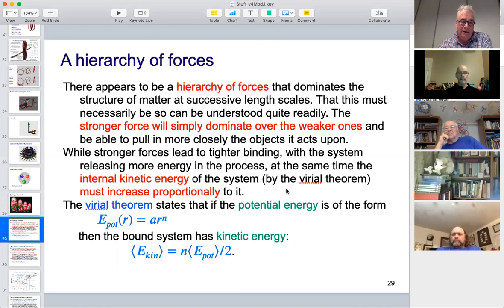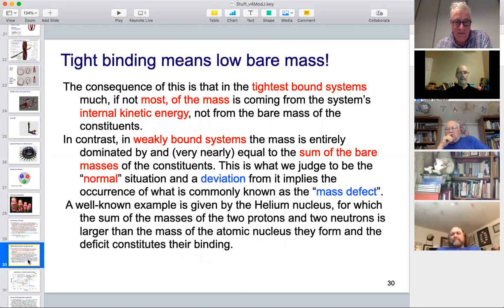So if these things are in balance, then there's a factor of two between these two things. It's the virial theorem. So if you have a tighter and tighter binding, it means you have a lower and lower bare mass. The energy is going into that. So much, if not most, of the mass eventually, as the forces go up, is coming from the system's internal kinetic energy, not from the bare mass of the constituents. Things are moving faster and faster as they go in.